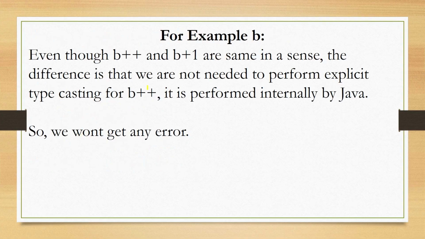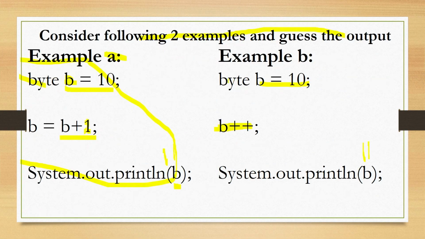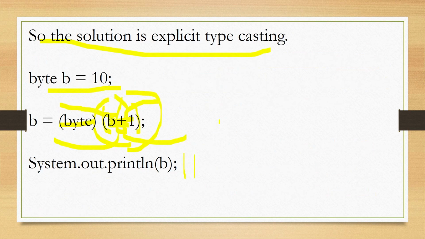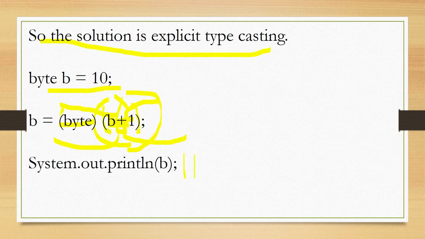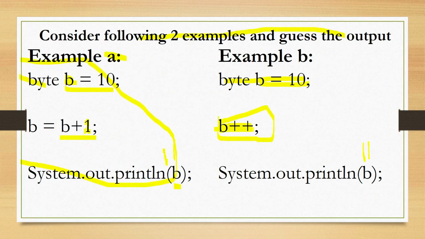Now let's consider example B, where we are doing this increment operation. Even though b plus plus and b plus 1 are the same in a sense, as they are incrementing the value by 1, the difference is that we do not need to perform explicit typecasting for b plus plus. It is performed internally by Java, so we won't get any error. Whatever we did here, we needed to specify this byte, but we aren't needed to do this when we write b plus plus.